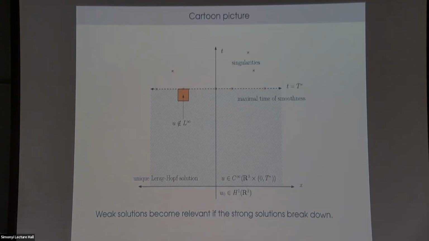If T star is finite, you can say something about what happens at a singular time. You can say there must be point singularities around which the solution wants to become unbounded. These point singularities can't concentrate on a curve. And moreover, after this time, you can continue the solution, not as a strong solution, but as a weak solution. Weak solutions become relevant if the strong solutions break down. If the strong solutions don't break down, then you content yourself with strong solutions.